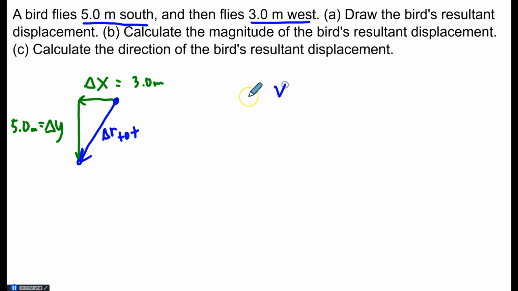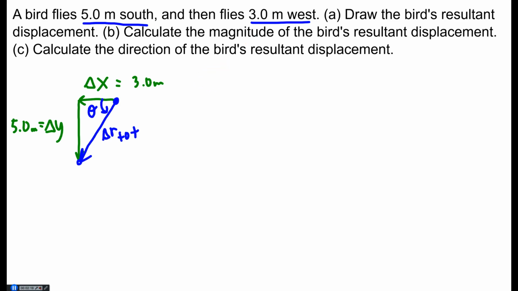Now, I drew the resultant displacement, but I'm missing something in my label. Displacement is a vector. Every vector has direction and magnitude. So this stands for the magnitude. Where is my direction? To show the direction in my picture, I have to start at the x-axis and then draw an angle pointing at my vector. That'll be part of my answer.